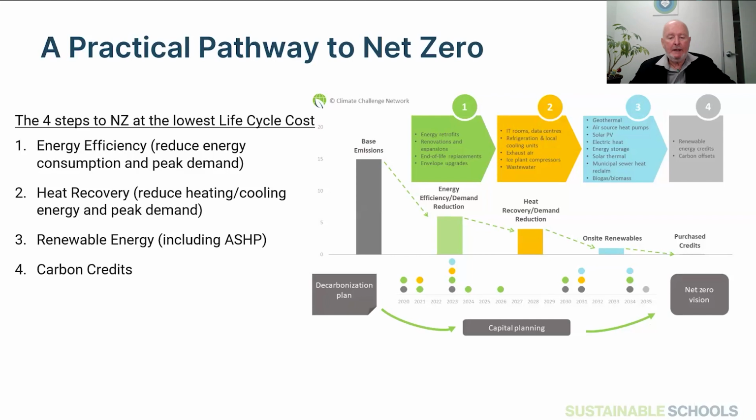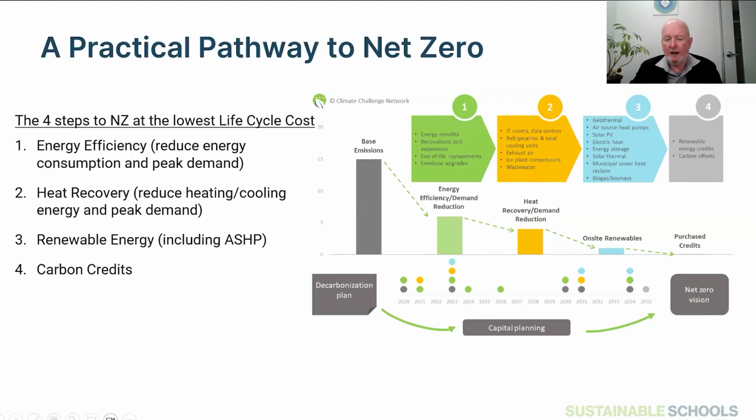So again, this will not be new to many of you who are familiar with Climate Challenge Network's work. This 4-step process, and I'm going to ask you to forgive the repetition. It always begins with energy efficiency. We're too inclined to jump into decarbonization, electrification, major capital retrofits without making sure first that we're running that facility as efficiently as we can. And energy efficiency reduces not just energy consumption, the amount, if you like, of electrification that we have to produce, but importantly, peak demand.